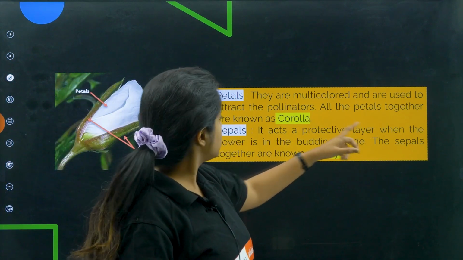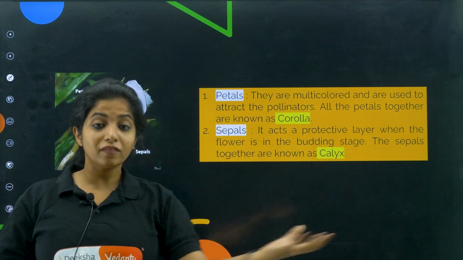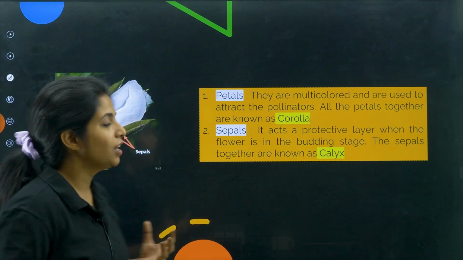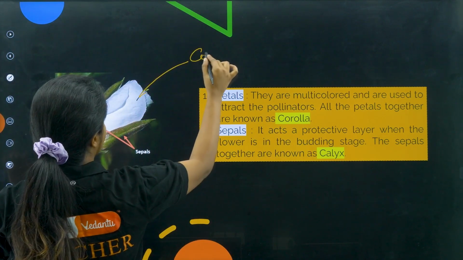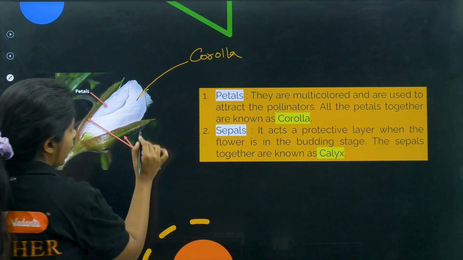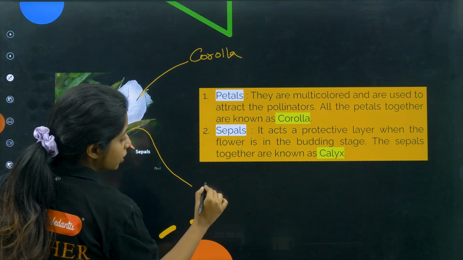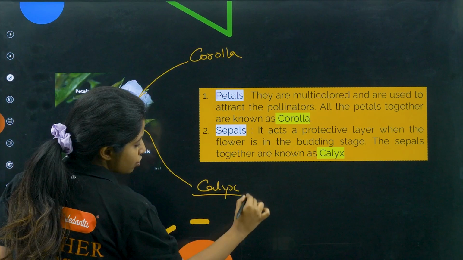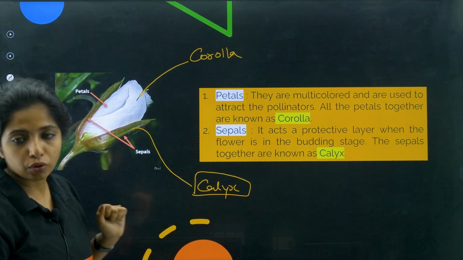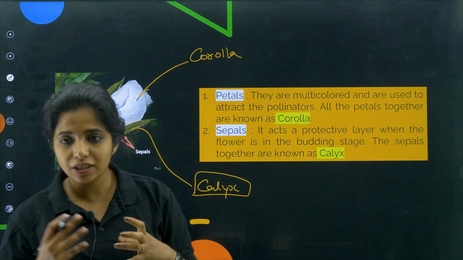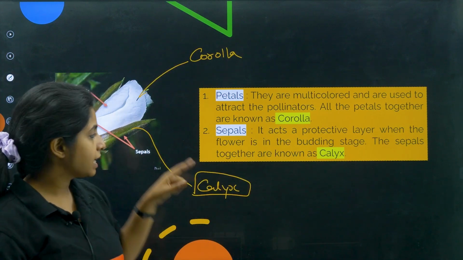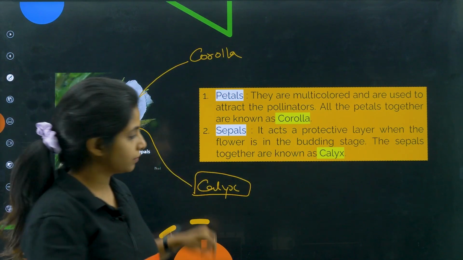So all the petals together, what do you call it? You call it the corolla. You call this structure the corolla. And if you take all the sepals together, you call it the calyx. So you have the calyx and then you have the corolla. The sepal acts as a protective layer when the flower is in the budding stage. The sepals together are known as the calyx. Cool?